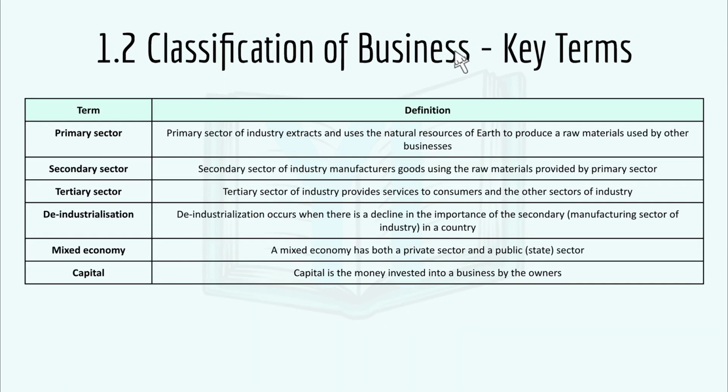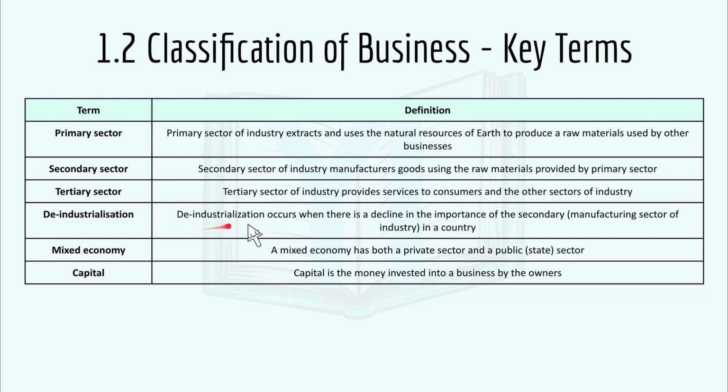And lastly, here are some key terms for 1.2 classification of business. We have the primary sector, and the primary sector extracts and uses the natural resources from the earth to produce raw material used by other businesses. The secondary sector of industry manufactures goods using the raw materials provided by the primary sector. The tertiary sector of production provides services to the consumers and the other sectors of the industry.